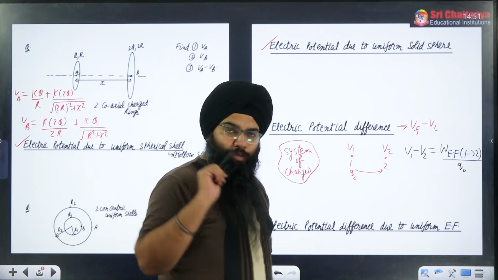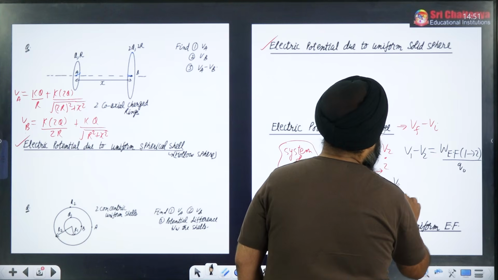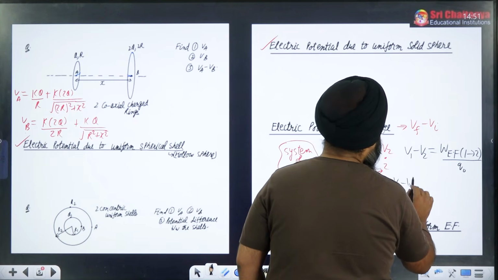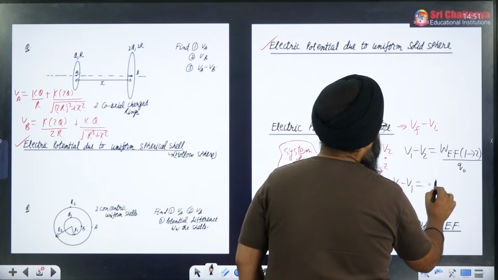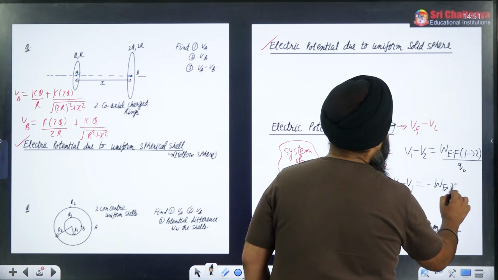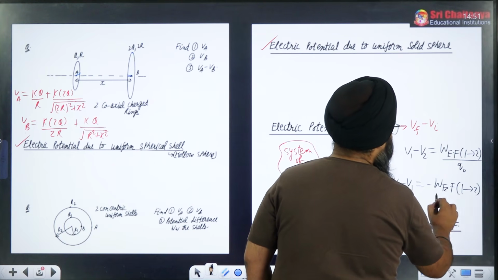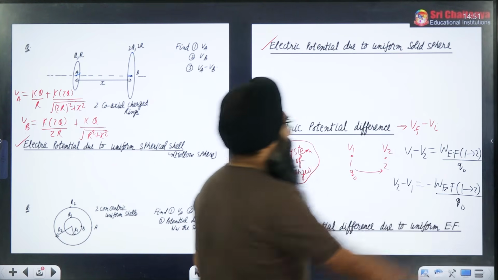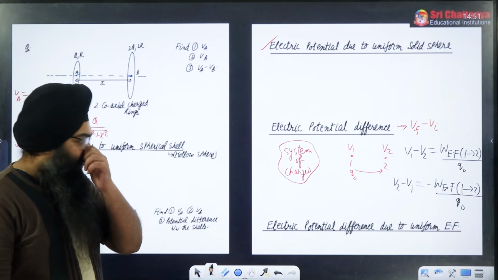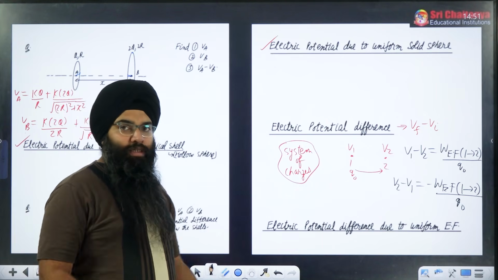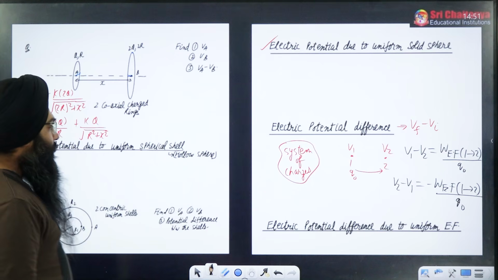Now, if somebody asks me potential difference, what will I write? I know that final potential is V2. So I will write V2 minus V1 as negative of this. So I will write minus of work done by electric field to take the charge from point 1 to point 2 divided by the value of Q0. So this is how I remember this particular result. This is the potential difference between any 2 points in electric field.